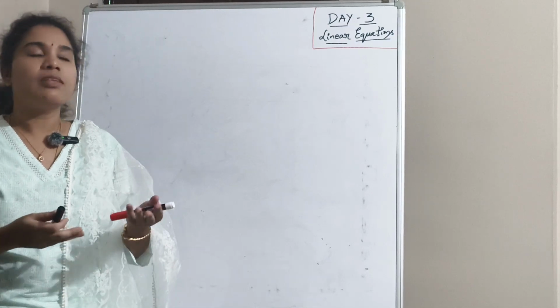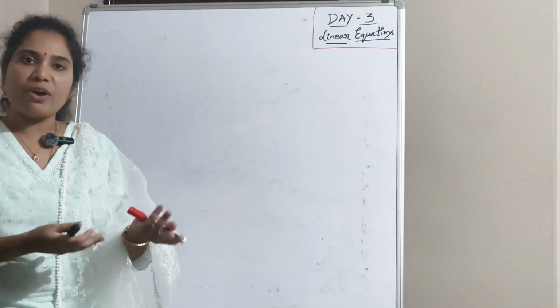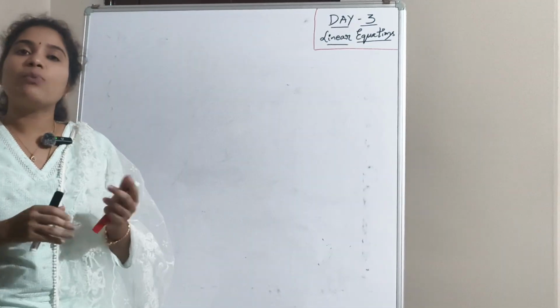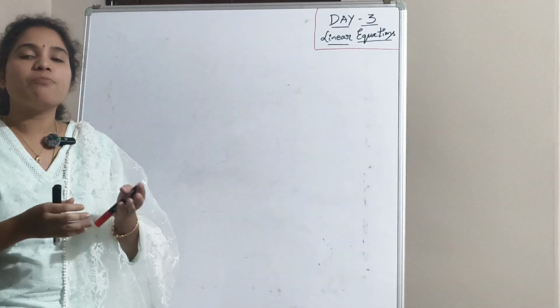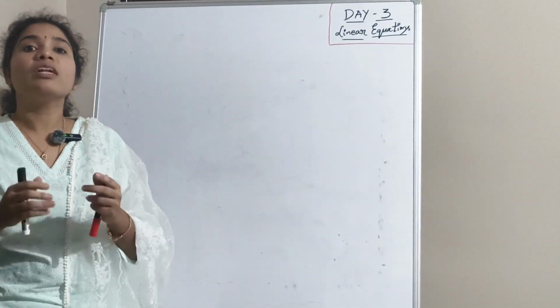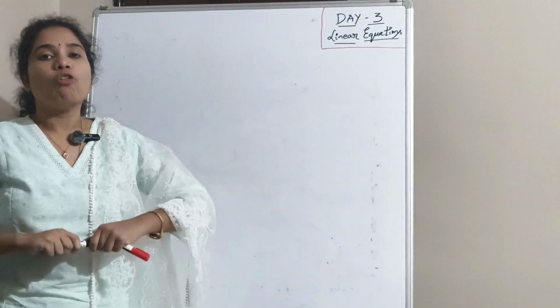Expression means, simply, we can say 3x plus 5. You can simplify it or evaluate it, but you cannot solve it. Equation means that 3x plus 5 equals some value, maybe 20, so that we can find out the x value.